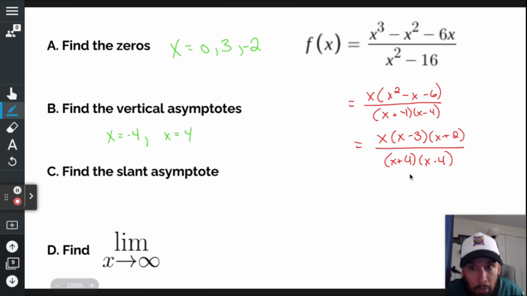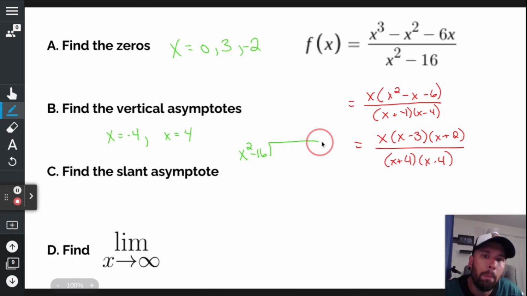Find the slant asymptote. The slant asymptote, whenever your numerator is greater than the denominator, is found when you divide using polynomial long division. So let's do polynomial long division. X squared minus 16 divided by x cubed minus x squared minus 6x plus 0. And if you're wondering, do we have to put the plus 0 there? You do. I think you do.